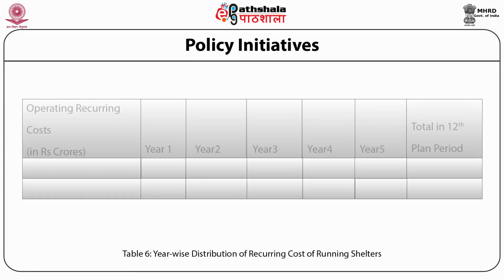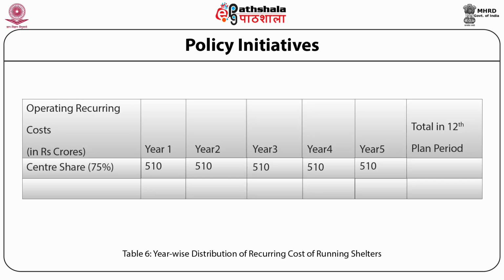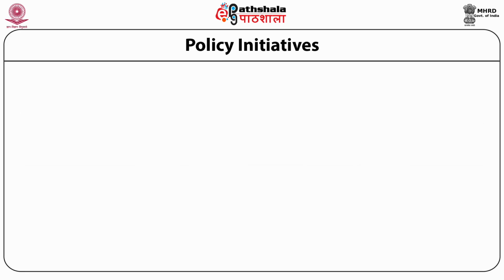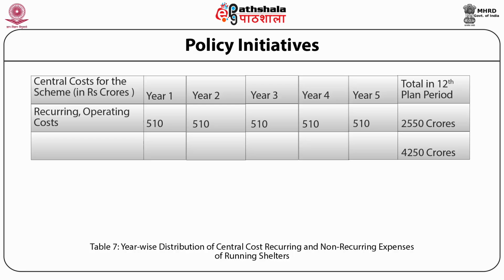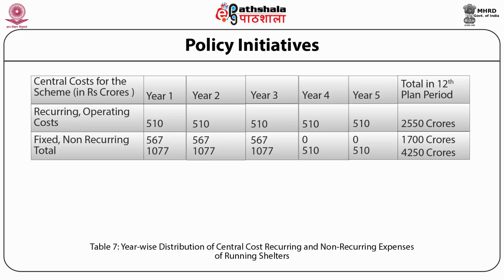The table shows that out of the recurring cost of rupees 3,400 crores, the center will contribute rupees 2,550 crores, which is 75% of the total cost, and the rest 25%, that is rupees 850 crore, will be contributed by the state governments. We have seen that the total cost of providing 6,800 shelters in 5 years would be rupees 5,100 crores, out of which rupees 4,250 is the center share and rupees 2,850 will be the state share. In table 7, we can see that out of rupees 4,250 crore, the central government will be spending rupees 2,550 crore on recurring and operating cost and rupees 1,700 crores on fixed non-recurring cost.